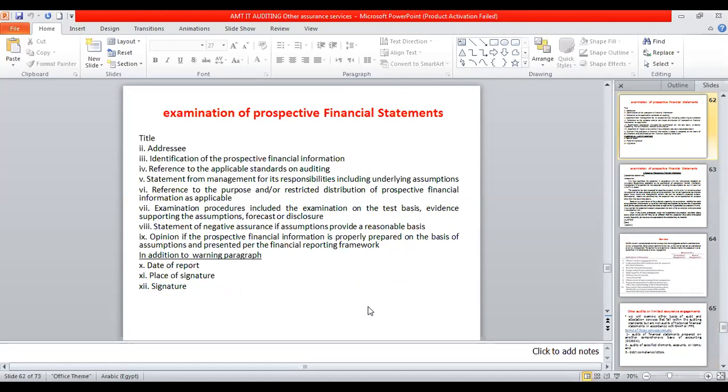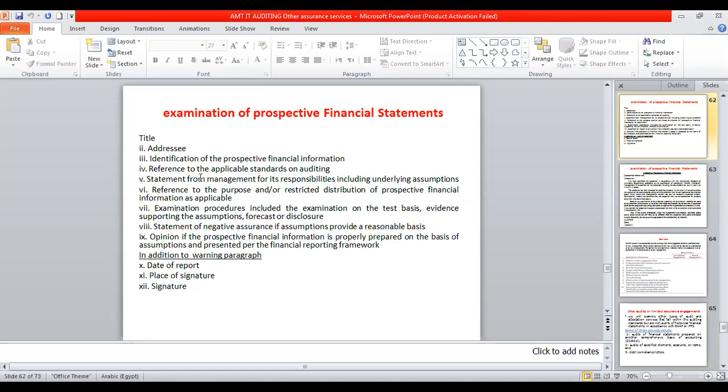Here we have an example of an examination report: examination of prospective financial statements report. This report should contain a title and an address. It should be addressed to the board of directors, the manager, or stakeholders. Also, the CPA firm should identify the prospective financial statements, which information will be examined: prospective financial information.